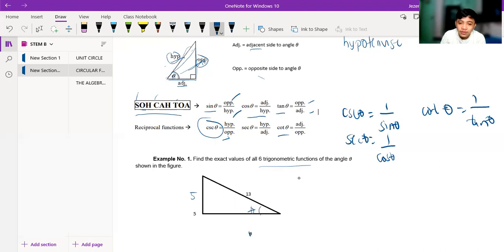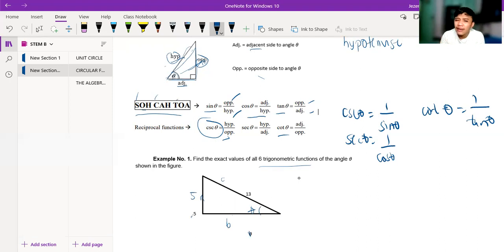Wala diyan. So, 13, 5. At saka, let's say, dito yung adjacent natin, or let's say, B. Okay? So, this is A. This is B. C. Okay? So, kukuhanin natin muna yung B na nawawala.